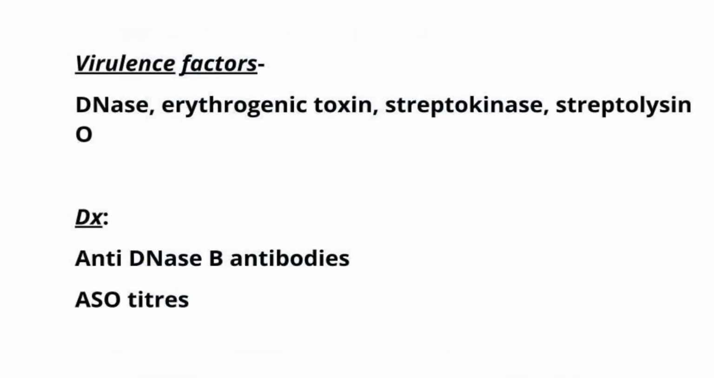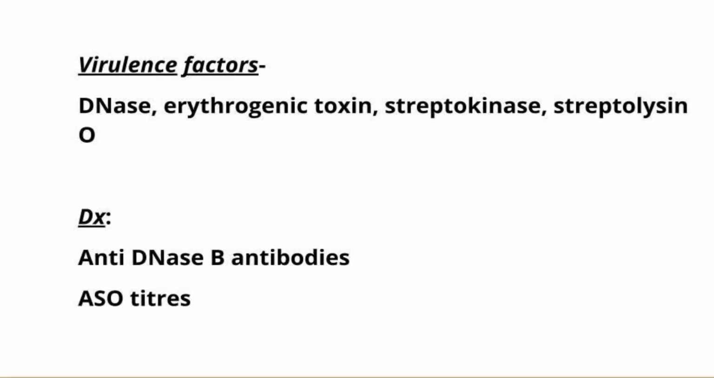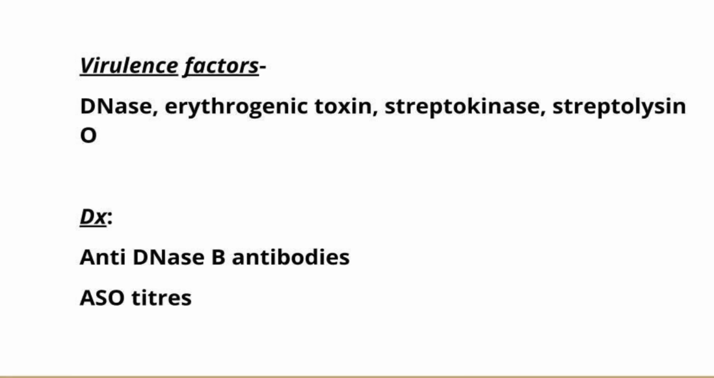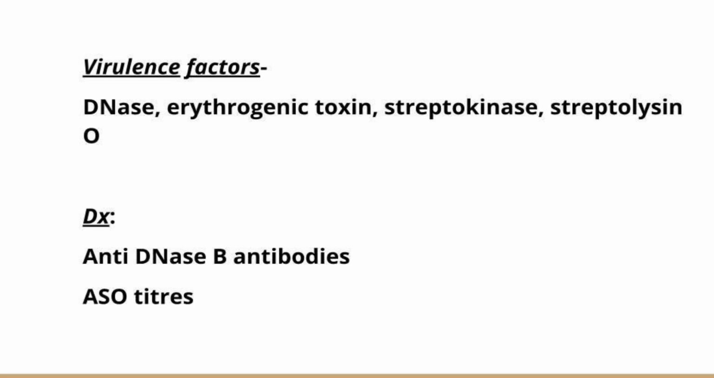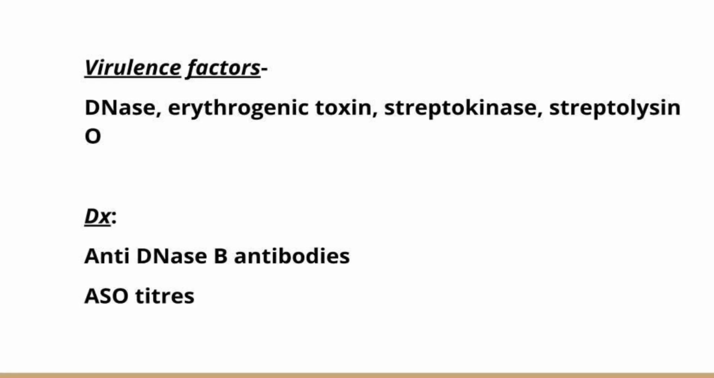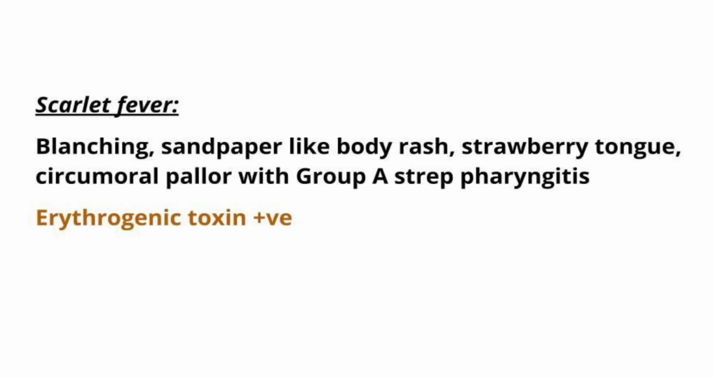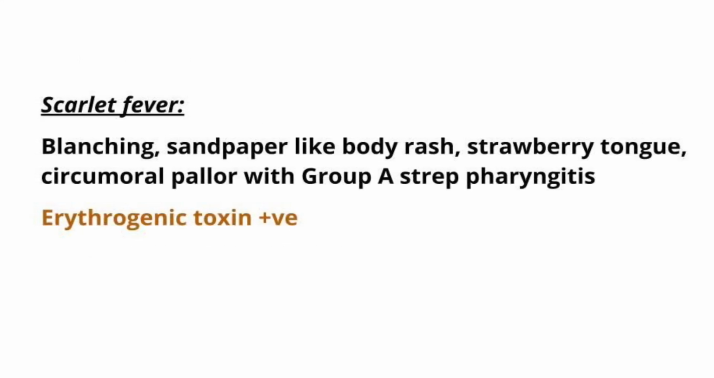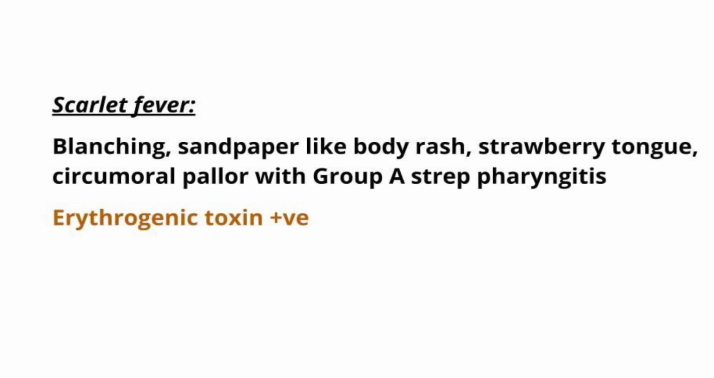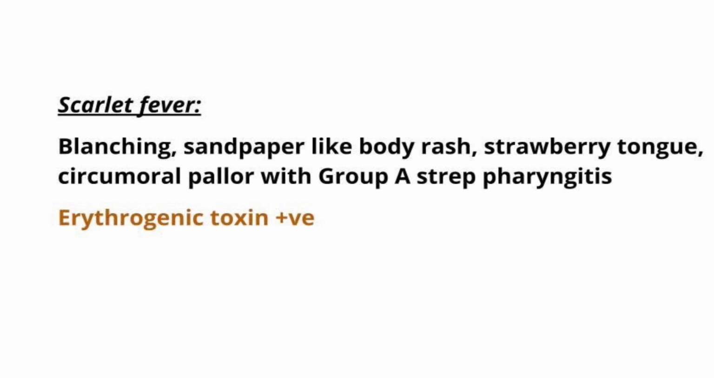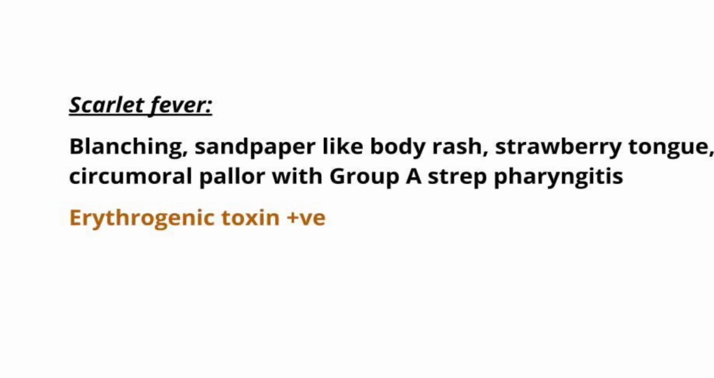Key virulence factors of Streptococcus pyogenes are DNase, erythrogenic exotoxin, streptokinase, and streptolysin O. The diagnosis is mainly by ASO titers or anti-DNase B antibodies. The presence of these anti-DNase B antibodies indicates recent Streptococcus pyogenes infection. The clinical features of scarlet fever per se are a blanching, sandpaper-like body rash, along with strawberry tongue and circumoral pallor in the setting of group A streptococcal pharyngitis, which is caused by erythrogenic toxin.